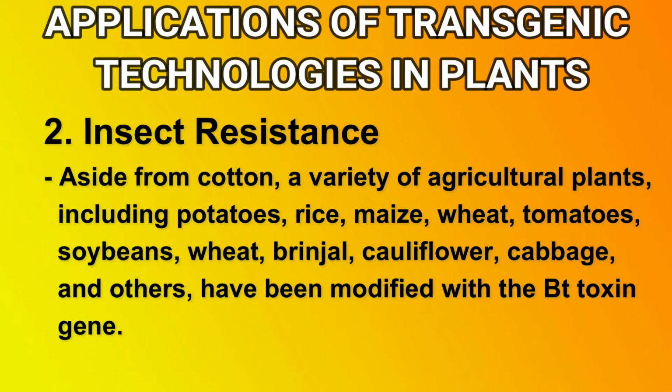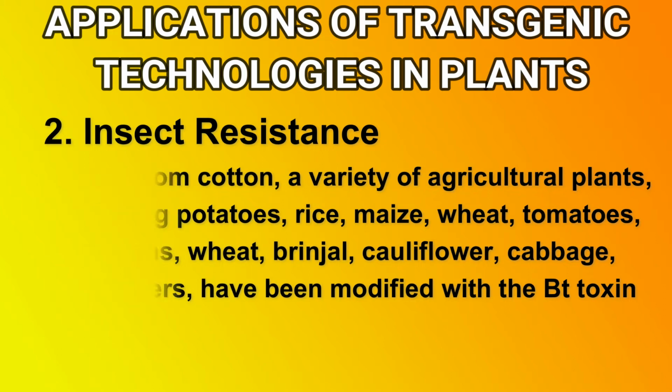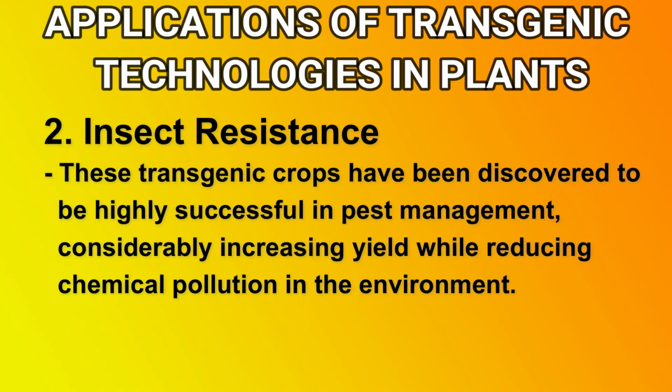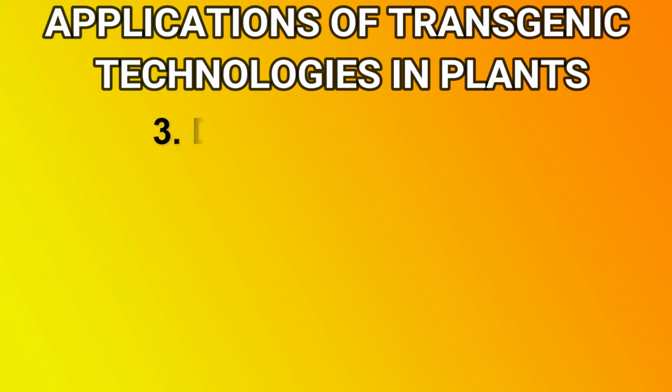Aside from cotton, a variety of agricultural plants including potatoes, rice, maize, wheat, tomatoes, soybeans, brinjal, cauliflower, cabbage, and others have been modified with the Bt toxin genes. These transgenic crops have been discovered to be highly successful in pest management, considerably increasing yield while reducing chemical pollution in the environment.